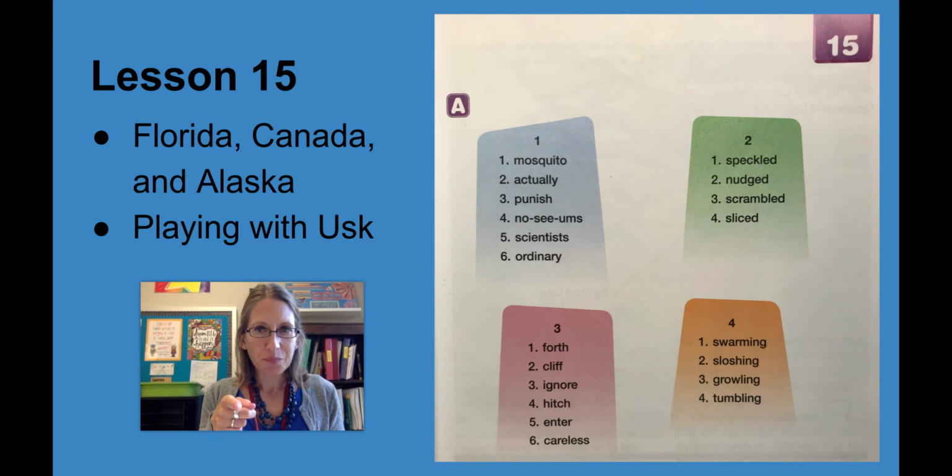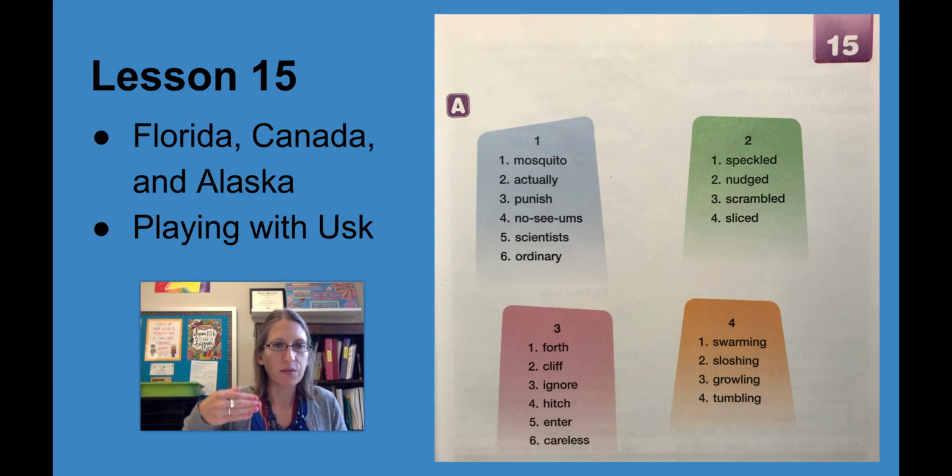Let's try the fast way. Speckled. Nudged. Scrambled. Sliced. Nice job. All right, column 3, word 1, what word? Forth. Like you move back and forth, back and forth. Word 2, what word? A cliff is like a side of a hill that goes almost straight down.